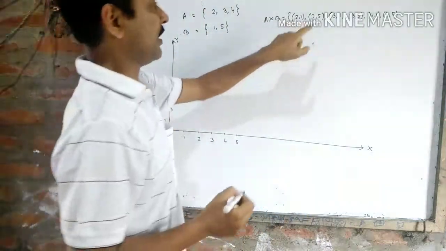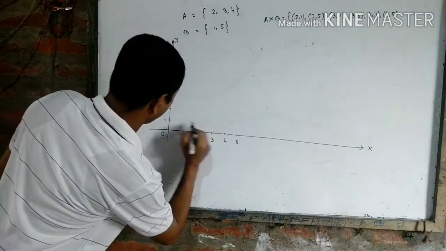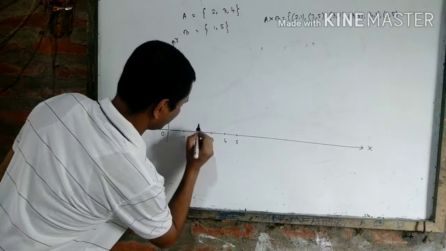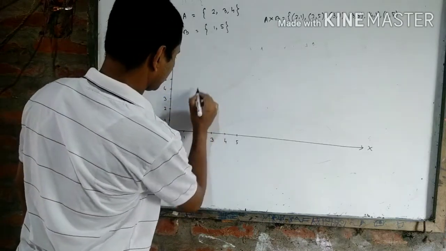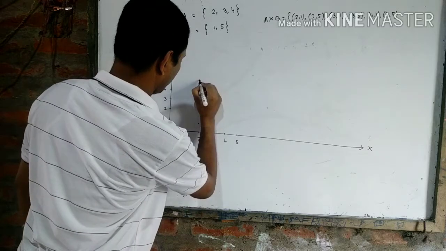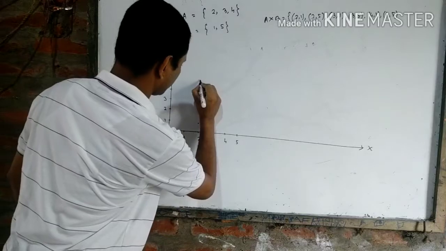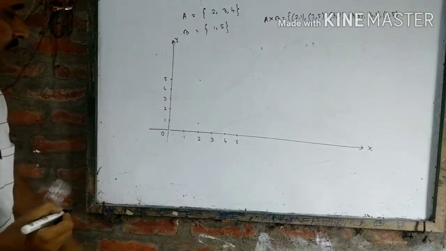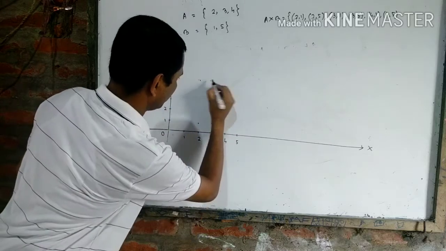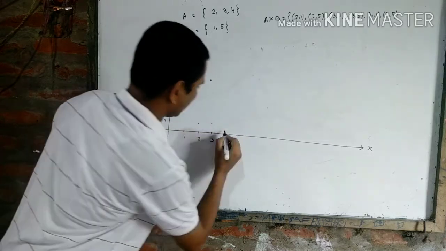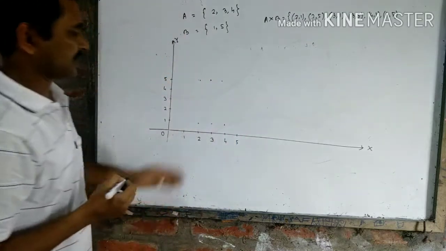First element is (2, 1). Just like coordinates, you want to put it there. Along the x-axis there is 2, along the y-axis is 1, so (2, 1) will be here. Then (2, 5). Okay, this is (2, 5). Then (3, 1), (3, 5). Then (4, 1), (4, 5). So these are the 6 elements.